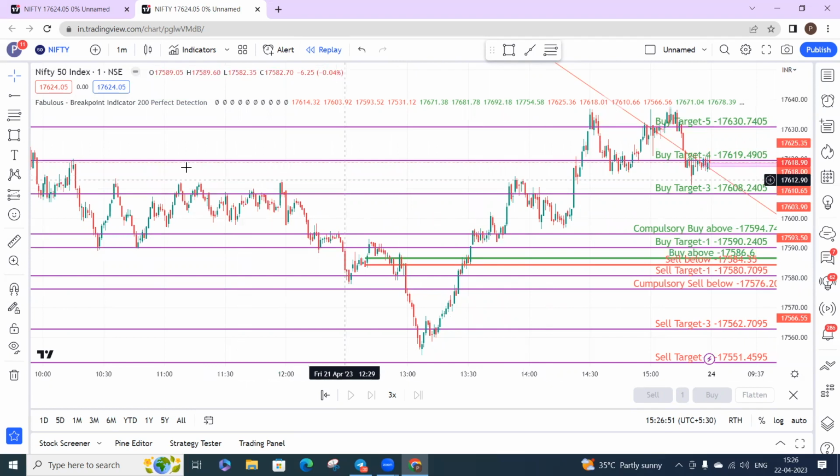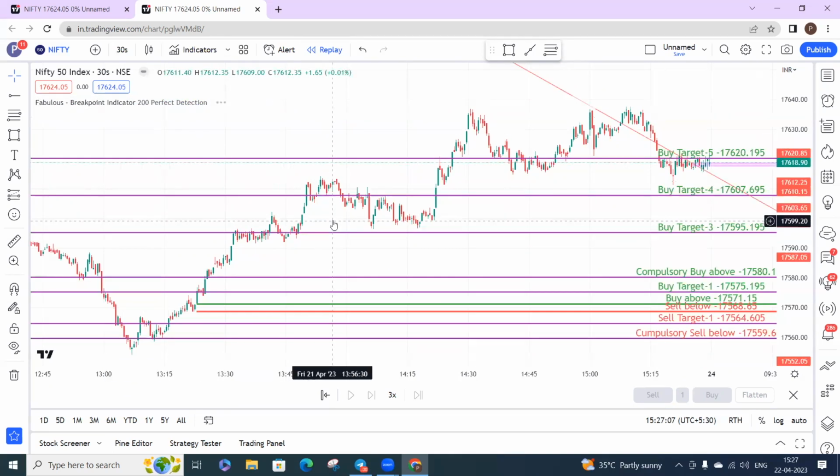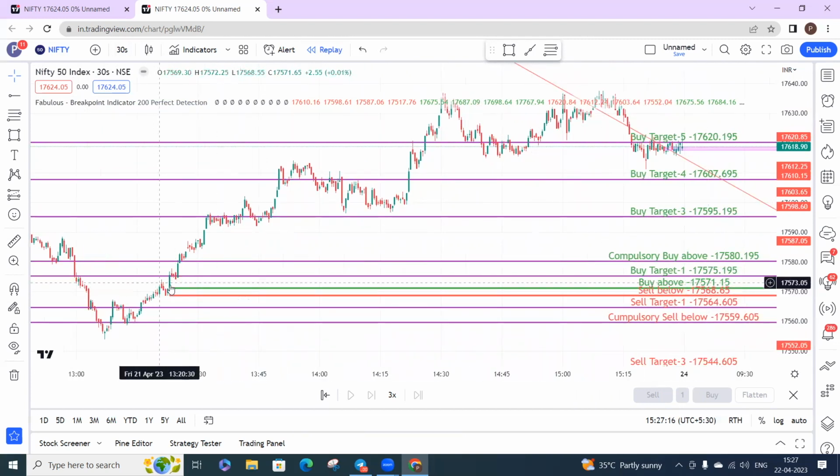If you think that 1 minute is too long for you, sir, I'm buying like 1,000 lots and I want to get bigger returns, then you need to go with 30 seconds or even 10 seconds. 30 seconds trade is this. It gave a buy at 17,571. Stop loss was 17,568.